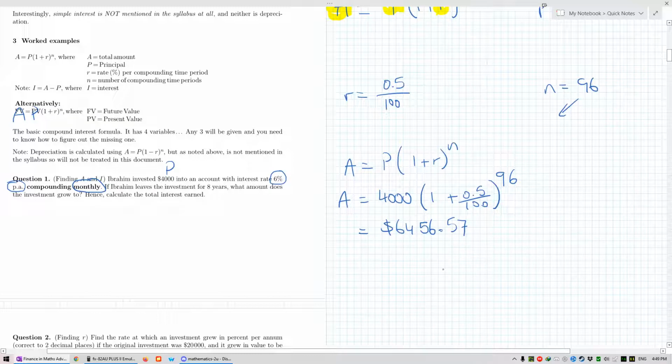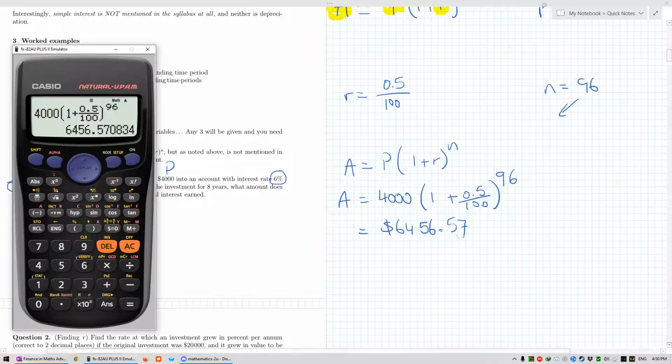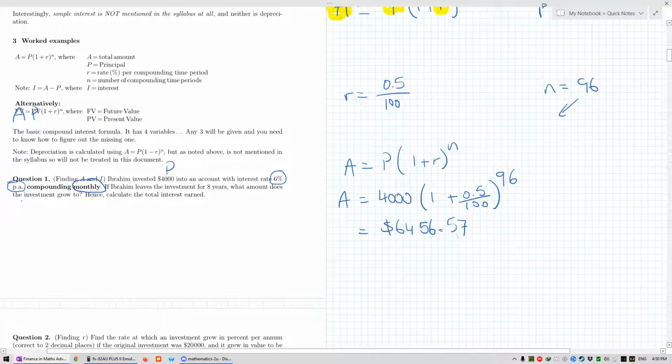When you're dealing with money, just always round off to 2 decimal places unless it tells you otherwise. Definitely don't do 3, 4, 5 decimal places, obviously. The question will either ask you for the nearest dollar or the nearest cent as a general rule. Over here it doesn't really say anything, so I'm going to write to the nearest cent. So 57, yeah.